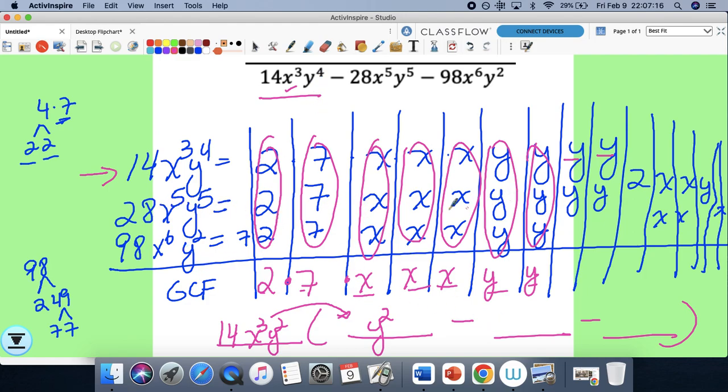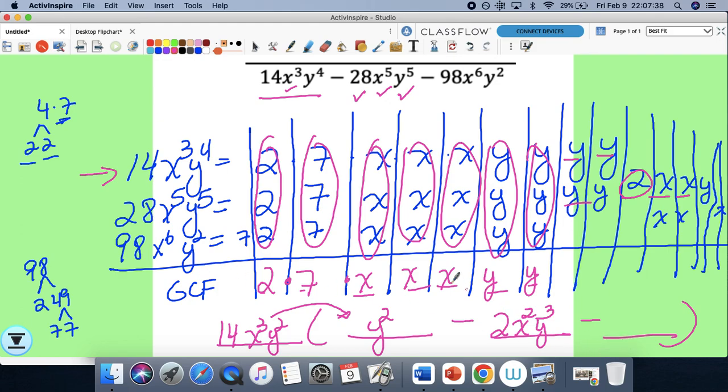Middle term. What didn't I circle? I didn't circle a coefficient of 2, so that goes in here. There's only 1, 2. I didn't circle 2 x's and 3 y's. So 2 x's is x squared, and 3 y's would be y cubed. That's confirmed. 14 times 2 is 28. Check. X to the third times x to the second is x to the fifth. Check. Y to the second times y to the third is y to the fifth. Check.